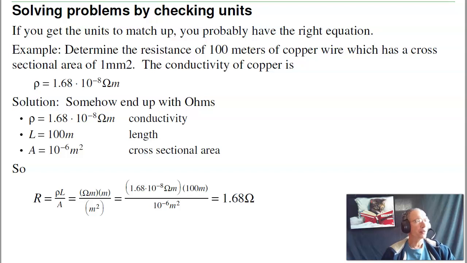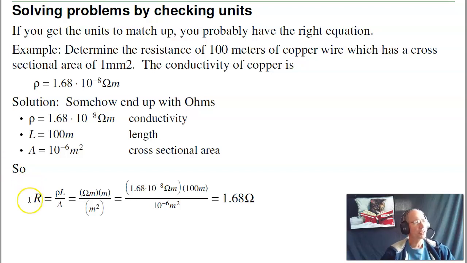For example, this is a typical FE exam question. I've got a piece of copper where the conductivity is 1.68 times 10 to the minus 8 ohm meters. The wire is 100 meters long. The cross-sectional area is 1 square millimeter. What's the resistance? If you have no idea what the equation is, you can usually figure it out.